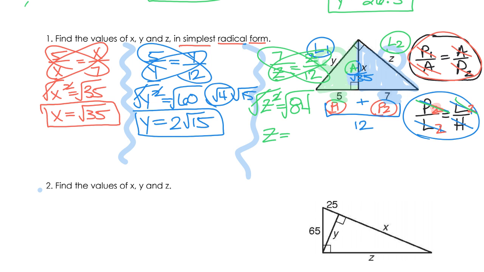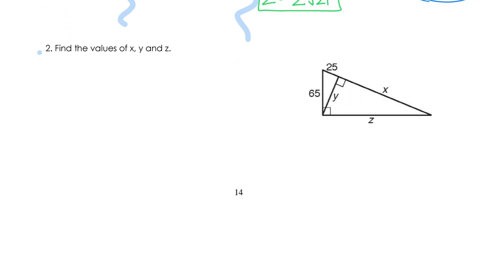84 is not perfect, but it breaks up into the largest perfect square of 4 and the other number of 21. And the square root of 4 then becomes 2 square root of 21. And that one's finished. And we ended up with all three pieces that they asked us to find. So we're going to move on to number 2.